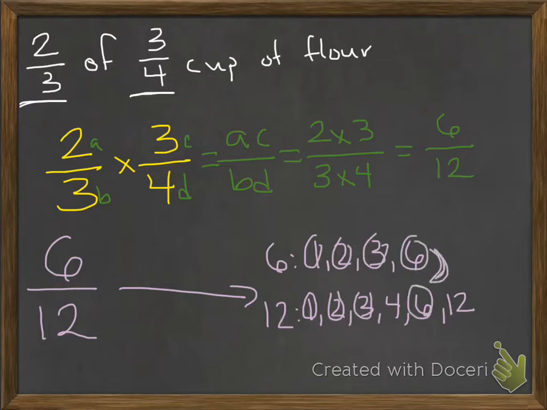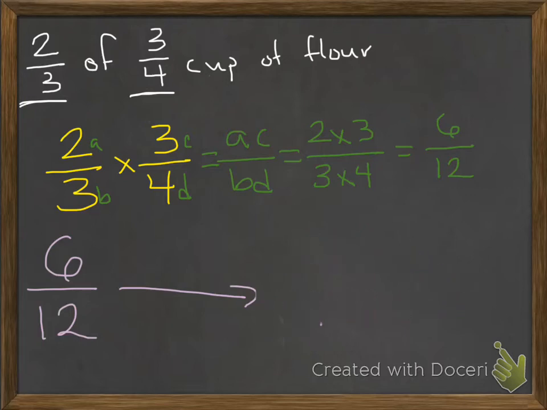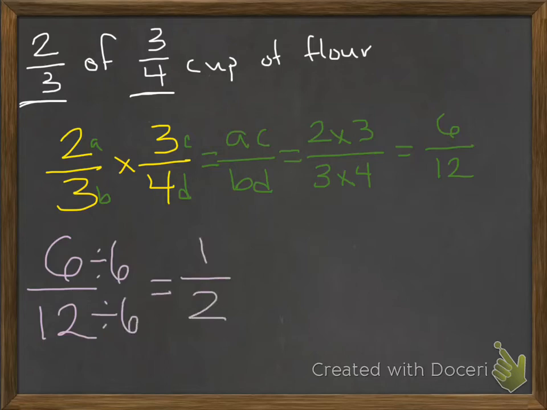6 is the greatest common factor, so we're going to divide both numerator and denominator by 6. So we'll divide the top by 6, divide the bottom by 6, and that gives us 1/2. So, if Tim used 2/3 of 3/4 cup of flour, in total he used just 1/2 of a cup of flour.